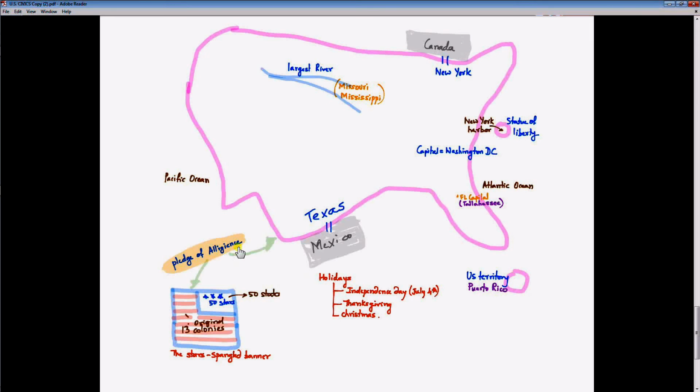When you say the Pledge of Allegiance, you say it for the flag and the US. The flag is also called the Star Spangled Banner. It shows 13 stripes for the 13 original colonies. It also shows 50 stars for today's 50 states. The key holidays that the US observes are Independence Day, Thanksgiving, and Christmas.